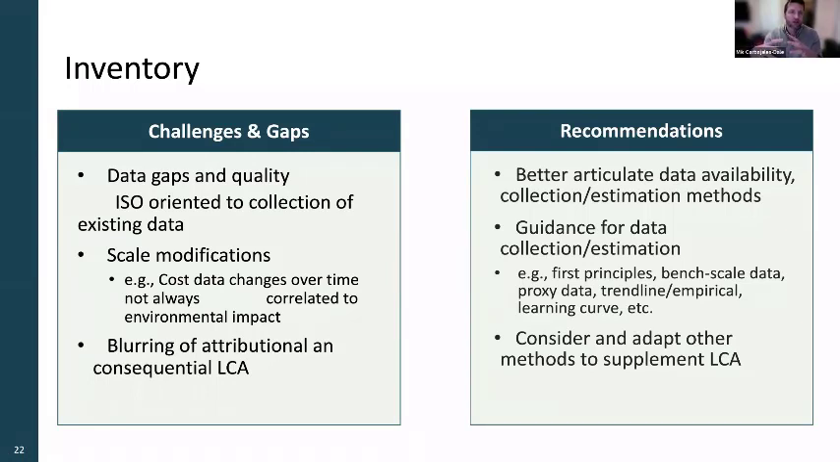It's attributional in the sense that maybe the background system isn't going to change, but we're still doing this consequential type of modification of the inventory to take it from bench scale up to commercial scale. So in terms of data, we clearly need to articulate what the collection or estimation methods were. Are we using first principles? Did we take the bench scale data and do some modification of it? Are we using learning curves, trend lines, that kind of thing?